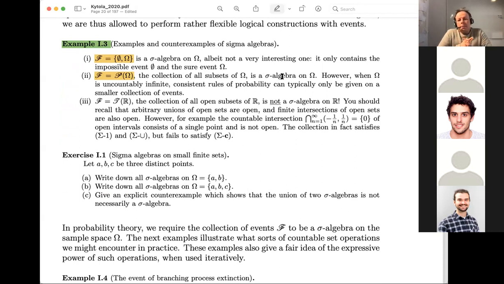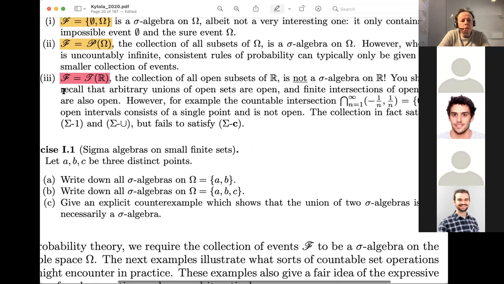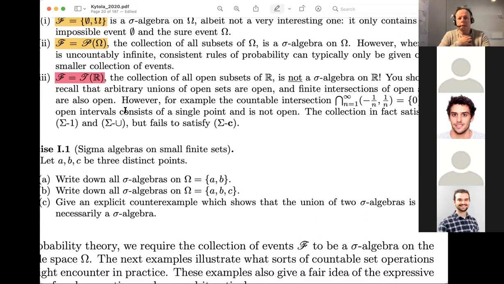Then we might ask, okay, are all families sigma algebras actually? The answer is no. So let's look at one example which is not a sigma algebra. Here is one example. Let's take the topology on the real line. So now F is the topology of the real line, the collection of all open sets on the real line. And the claim is that this is not a sigma algebra. Why is it not? Well, it contains the full set because the full set on the real line is open. It contains the empty set. But it's not stable for every countable intersection, because we recall topologies are stable under finite intersections, but not countable.